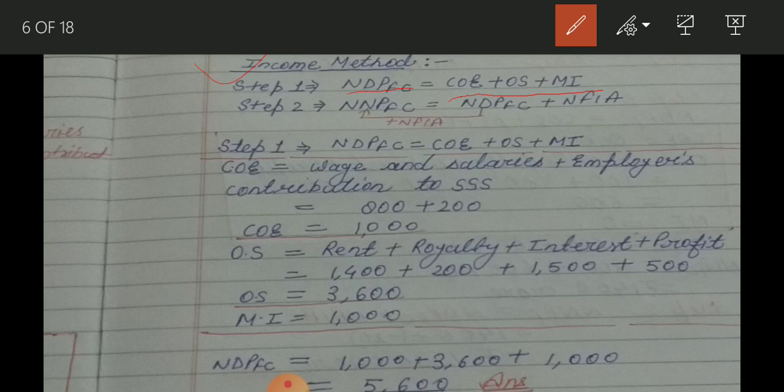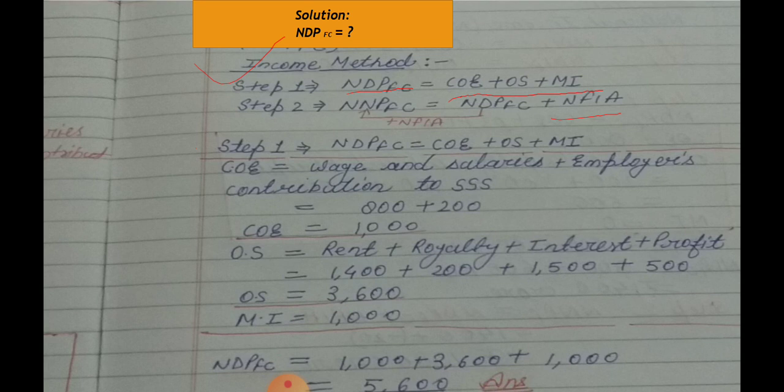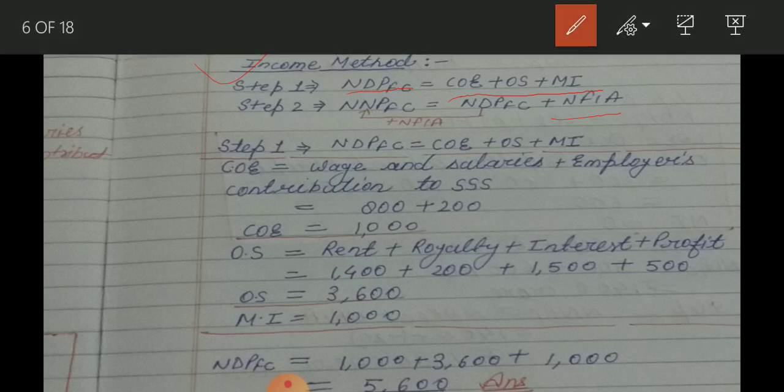After that, if there is a question to calculate the national concept, then you have to add NFIA. But in this question you are told to calculate NDPFC. So you just have to follow step 1. Let me start. COE, OS and MI are not given in the question, so we have to find them with the help of the given numerical question.